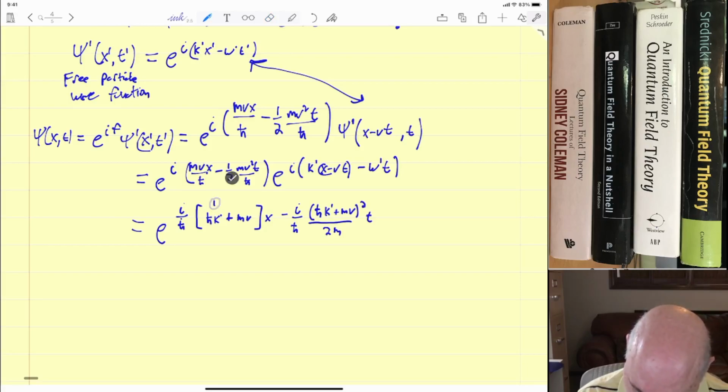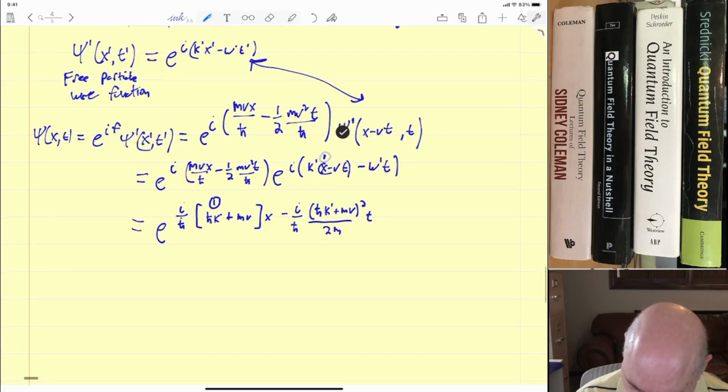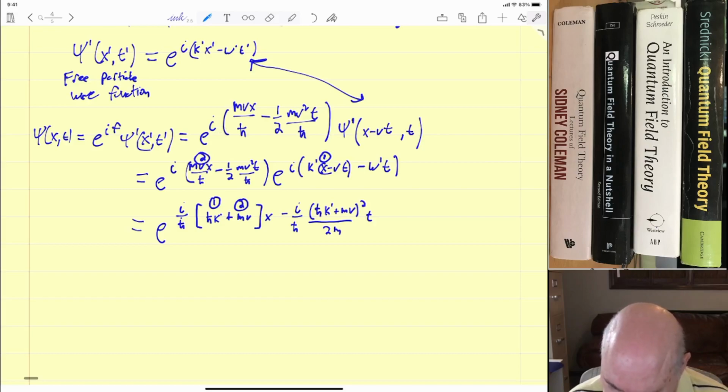1 comes from 1 here. And this term comes from 2 here. Okay. Now, let's look at this term over here, number 3. When I square this, I get m squared v squared. I divided by 2m, so I get 1/2 mv squared times t times minus i over h bar. So the square of this right part here is exactly this, 3, which is good.